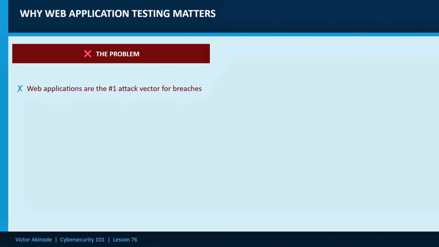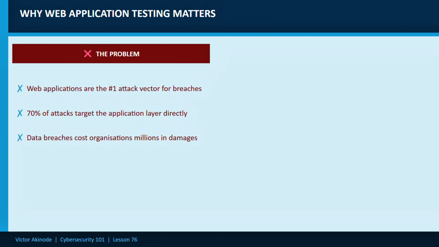Web applications are the number one attack vector. Most attacks today target websites and web applications. 70% of attacks target the application layer, not the network or infrastructure. Data breaches cost millions in damages, lawsuits, and loss of customer trust. And vulnerable web applications expose sensitive user data like passwords, credit cards, and personal information.